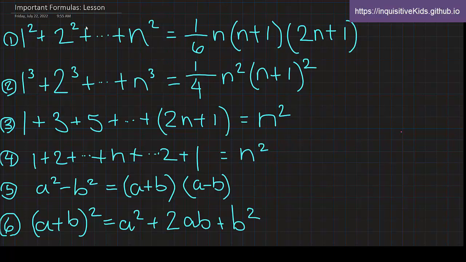1 squared plus 2 squared all the way to n squared. How would you calculate that? n can be any number, n as a variable. Well, really what you do is that's just equal to 1/6 times n plus 1 times 2n plus 1.